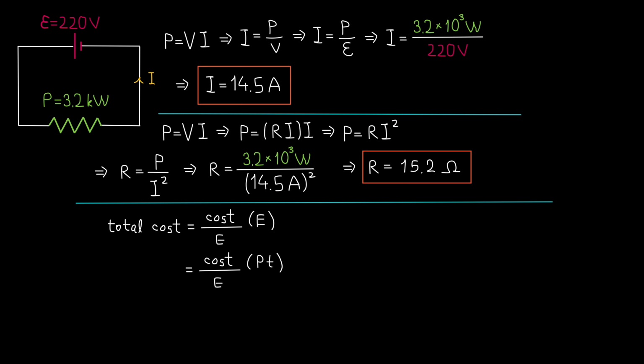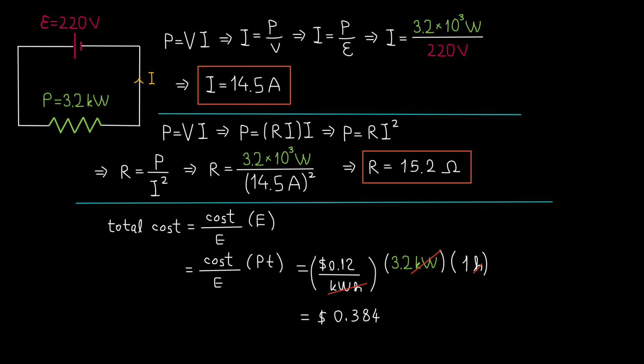Now, how do we set up our formula? Basically, total cost will be equal to the unit price, which is cost per energy, times the total energy that is used in 1 hour by this electric dryer. So let's plug in the numbers and calculate. Here we have substituted the numerical values. Notice how kilowatt hours cancel and the remaining unit is dollars. So the total cost for operating this electric dryer for an hour is 38.4 cents.